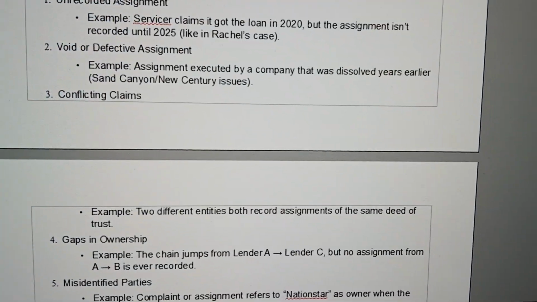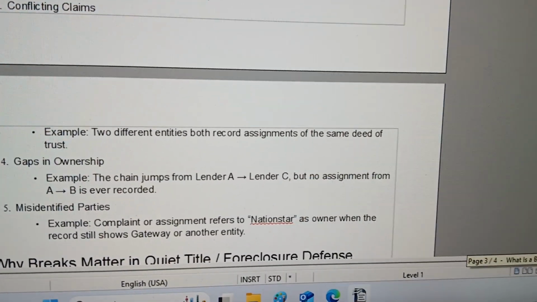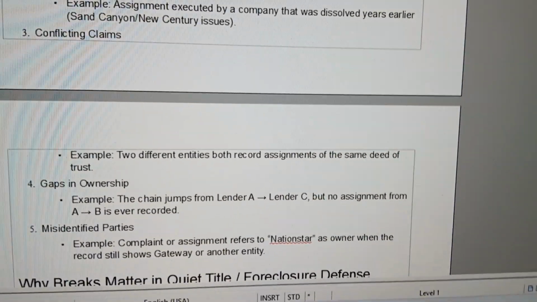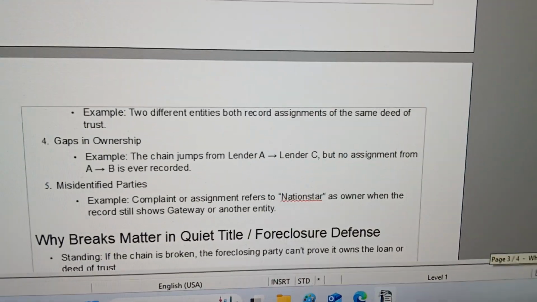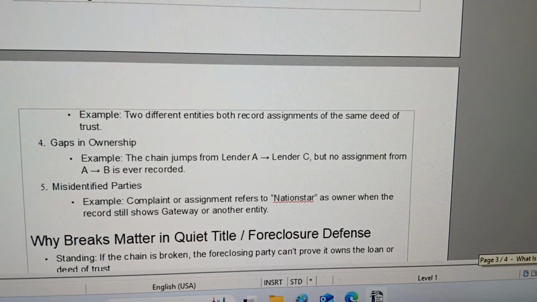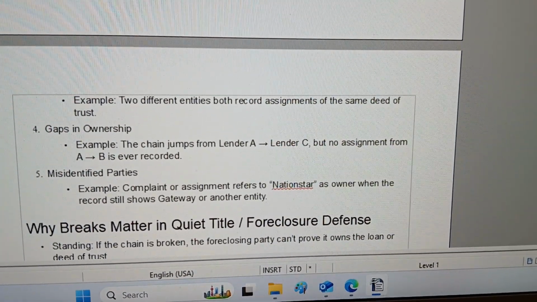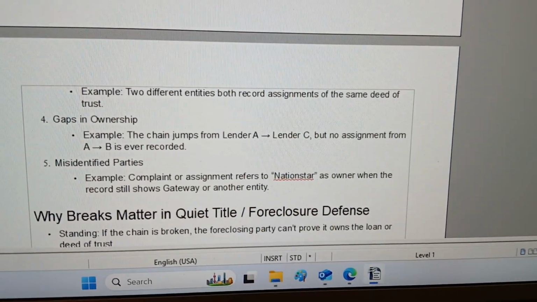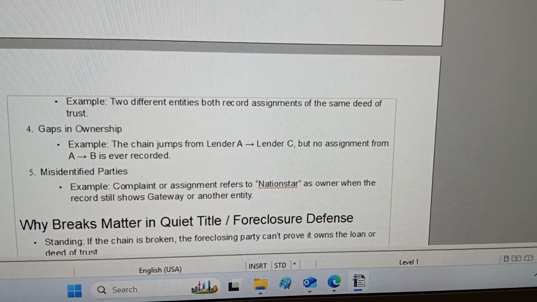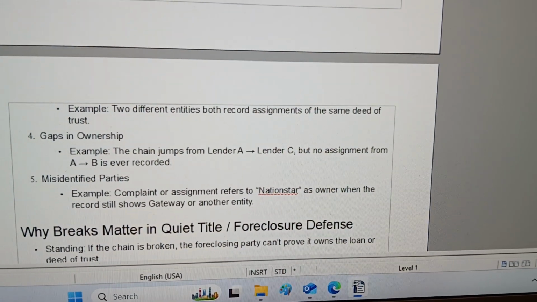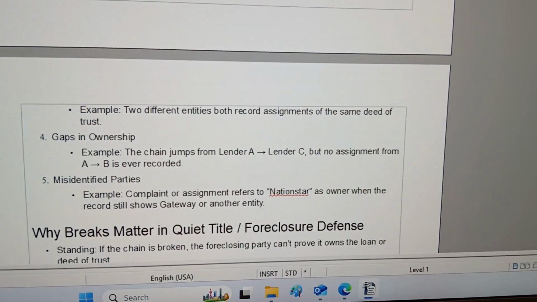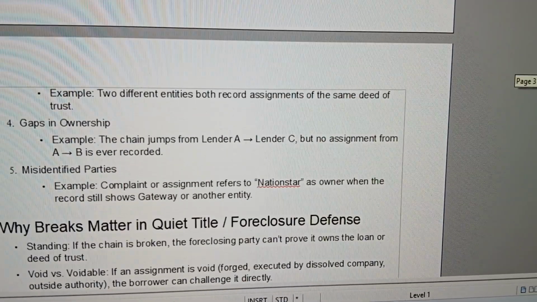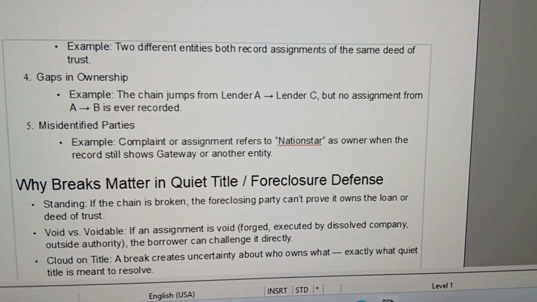Conflicting claims. Example: two different entities both record assignments of the same deed of trust. And I've seen this happen too. Gaps in ownership. Example: the chain jumps from lender A to lender C, but no assignment from A to B is ever recorded. We see this a lot too. Misidentified parties. Example: complaint or assignment refers to Nationstar as the owner when the record still shows Gateway or another entity. See this a lot too, guys, where they name the wrong party as it's on the assignment.